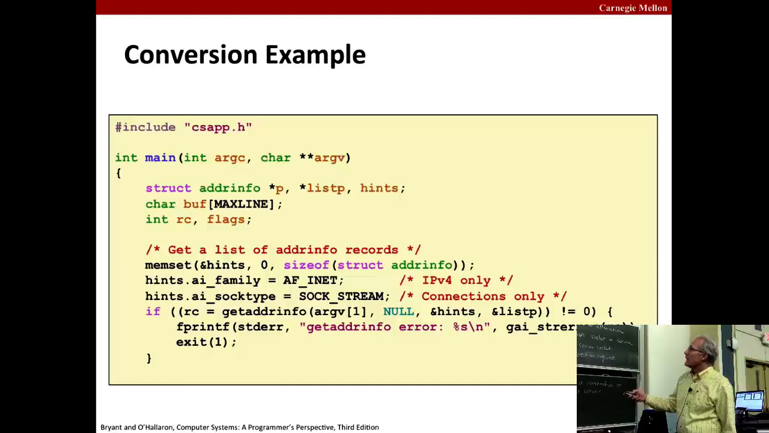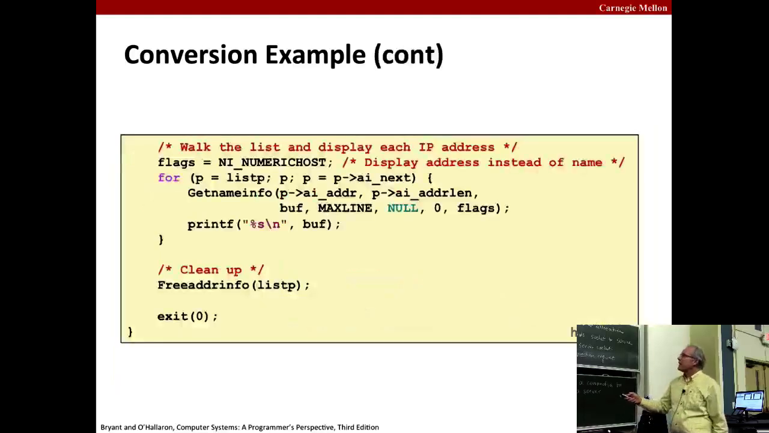And then what it will do is return an error code, but it will also return to me a pointer to this linked list data structure I showed before. Now I can step through that list using standard linked list code and make calls to the getNameInfo function, which will return back domain names. And then when it's all done, I have to free up that list that got returned. Otherwise, I'll create memory leaks.